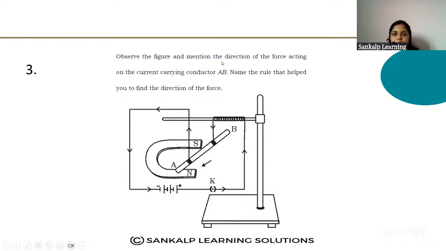Observe the figure and mention the direction of the force acting on the current carrying conductor AB. Name the rule that helped you find the direction of the force.